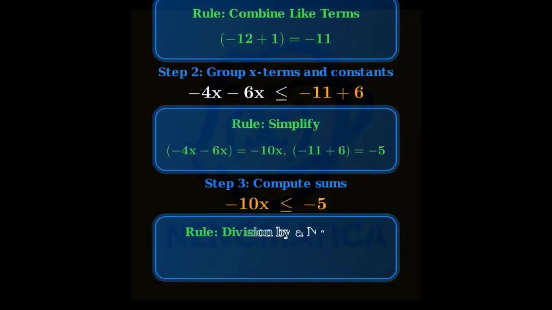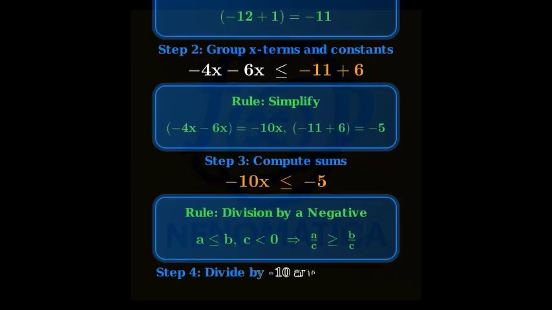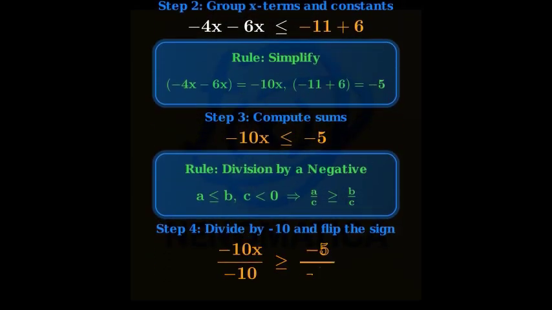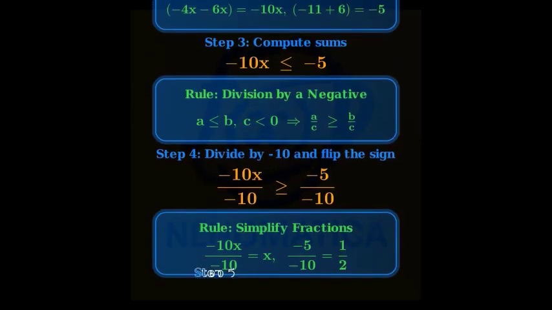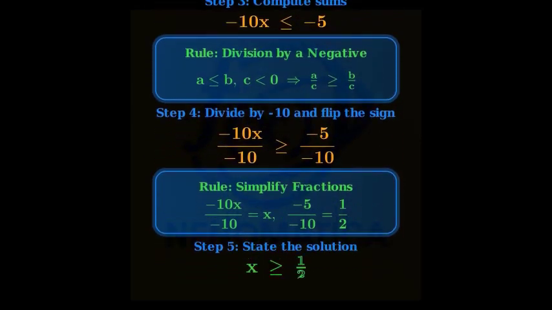Step 4. Divide both sides by -10. Remember, dividing by a negative flips the inequality direction. Final step. Simplify to obtain x greater than or equal to 1/2.